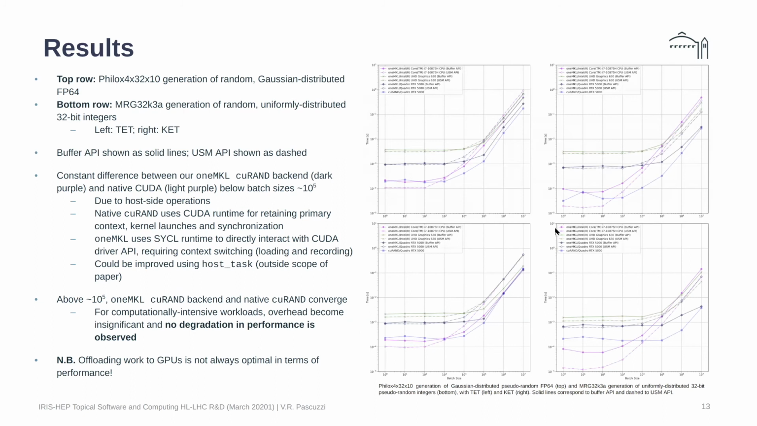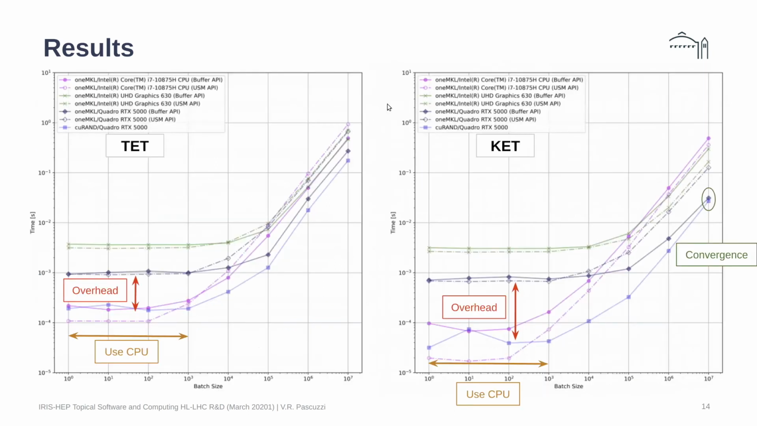So these are the results that we have included in our paper. I apologize if it's hard to see because it's small, so I will zoom in on the next slide to make it larger. This is the results for a Philox-based generator with Gaussian distributed FP64, so 64-bit floating point numbers. And the different colors here correspond to the different platforms. In fuchsia is the CPU, in the light purple is the native CUDA, and in the dark purple is our oneMKL cuRAND backend, and then green is the integrated GPU.